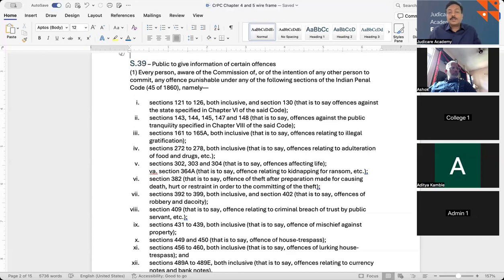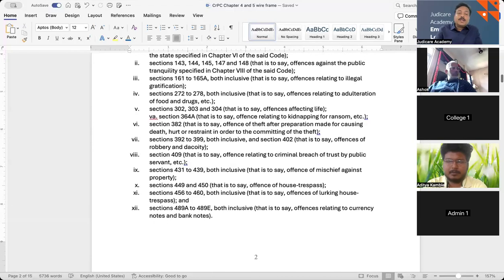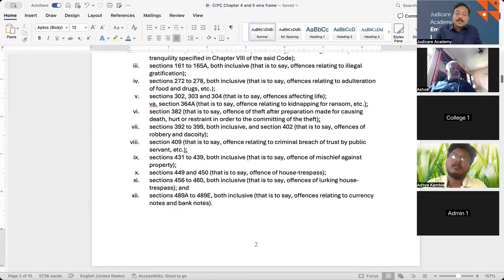Offenses related to adulteration of food and drug, etc. Offenses affecting life, kidnapping and ransom, offenses of theft and preparation made for causing death, hurt or restraint in order to commit theft, offenses of robbery and dacoity, offenses relating to criminal breach of trust by a public servant, offenses of mischief against property, offenses of house trespass, offenses of lurking house trespass, and offenses relating to currency notes and bank notes. All of these are offenses where, if you had information, you were supposed to report.